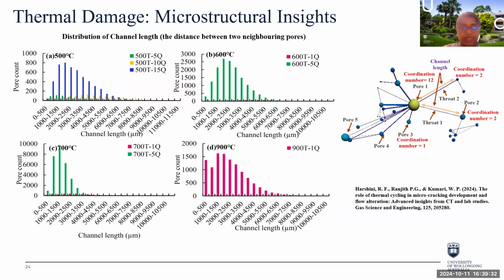Next important parameter is the channel length, the distance between two neighboring pores. The channel length generally decreased as thermal conditions intensify, as you can see in these results. The decline in throat length shows the formation of larger pores due to crack propagation and thermal expansion, which reduces the overall channel length within the rock's porous network.